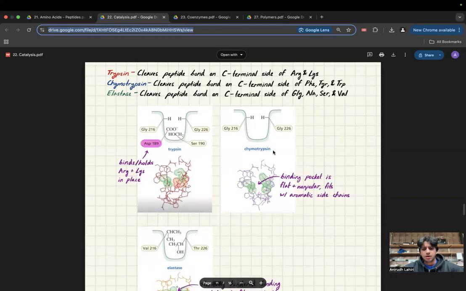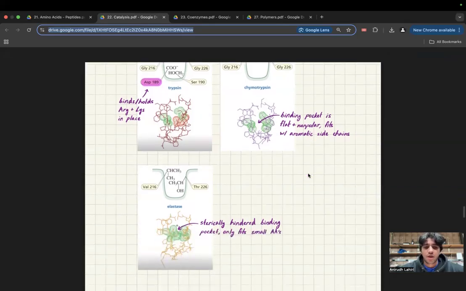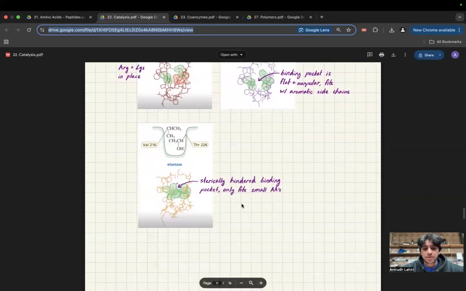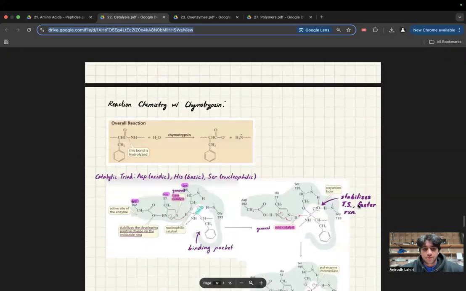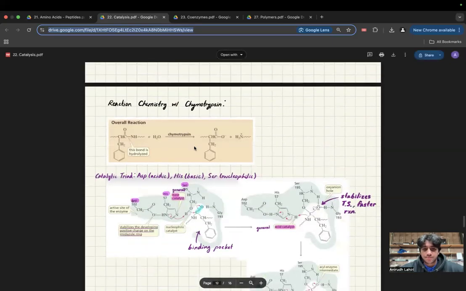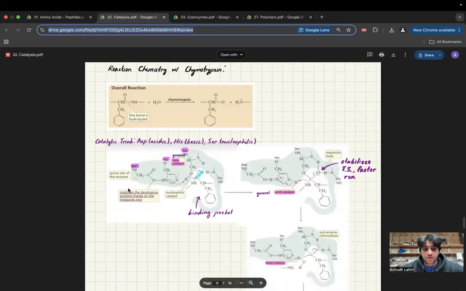For chymotrypsin, it's a little bit more complicated. The binding pocket is flat and nonpolar, which is very conducive to the 3D structure of aromatics with side chains. And this one is very sterically hindered, right? You can see a lot of stuff in the way, which means that it only fits the smallest amino acids, these four. Cool. Reaction chemistry with chymotrypsin: again, we cleave at the C-terminal spots.